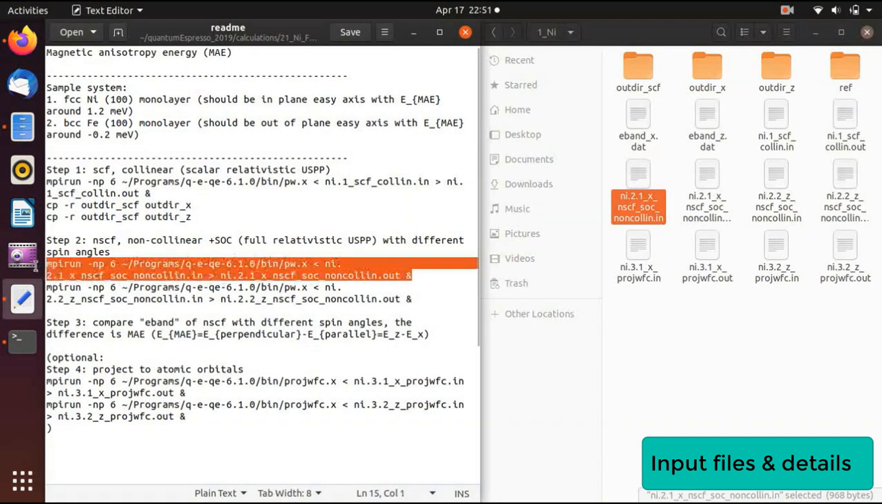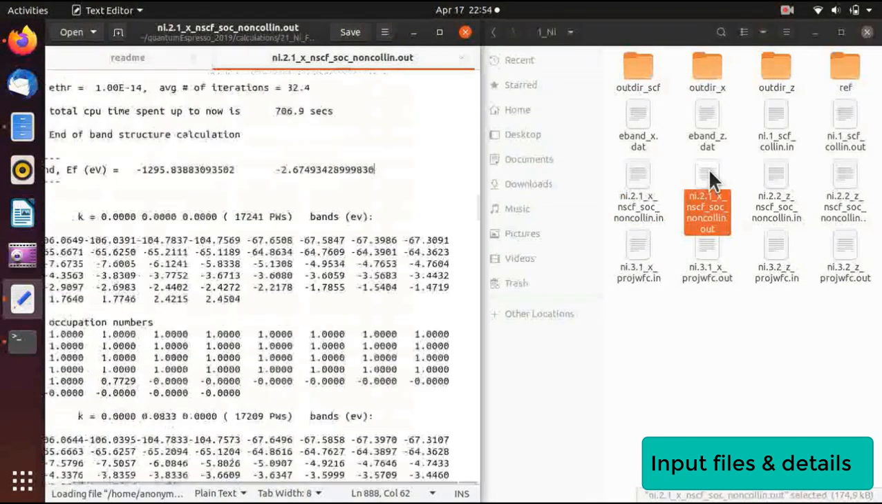And we run the calculation by this line here, very similar to this. We just change the input file. I will not do the calculation here. And this is the calculation when the spin is pointing in the x direction. Let's take a look at the output file.